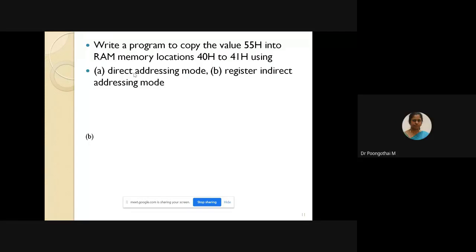How do you transfer that 55 into your internal memory location? First, you have to transfer that value into the accumulator. Okay, that is the first step. Next step, we have to load the value of the accumulator into 40H memory. So direct addressing mode means you can directly use your address in the instruction. That is your 40 and 41. These two are internal addresses, so that is specified in the problem.